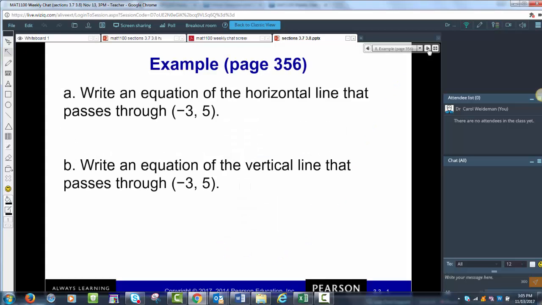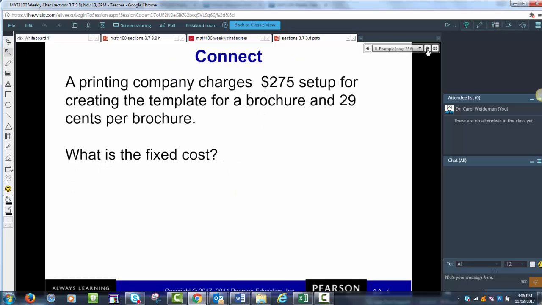So a lot of different ways that the information can be given to you. So this is a horizontal line that passes through this particular point. The standard form of a horizontal line is going to be y equals, and it's going to be the y coordinate of that point, so y equals 5. The vertical line is going to have the general format of x equals, and in this case it's going to be x equals -3. So those are our two special case lines.